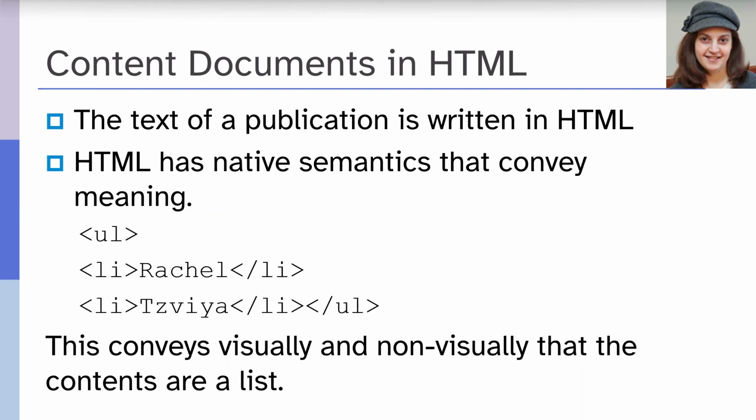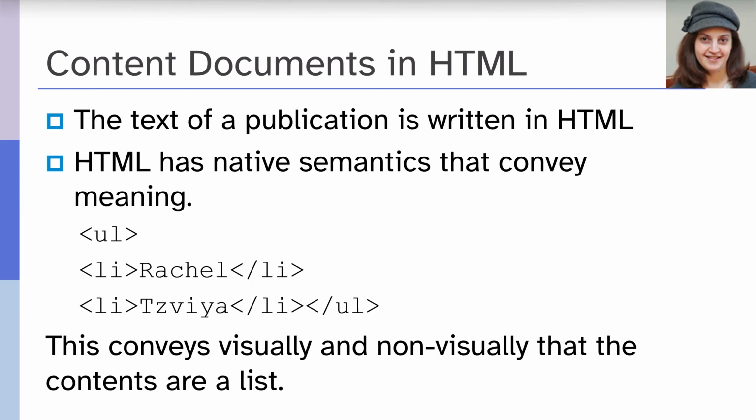That means that not only do we have a visual display, but there's also something that conveys meaning to machines, such as screen readers, keyboards, and other tools that people are using to read their books. So for example, this is the way that you would mark up an unordered list, such as a bullet list. We have those tags that say unordered list, list item Rachel, list item Svea, and then we close the list. So this is the list of speakers for today.